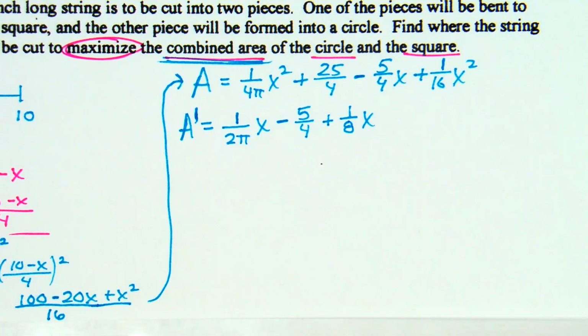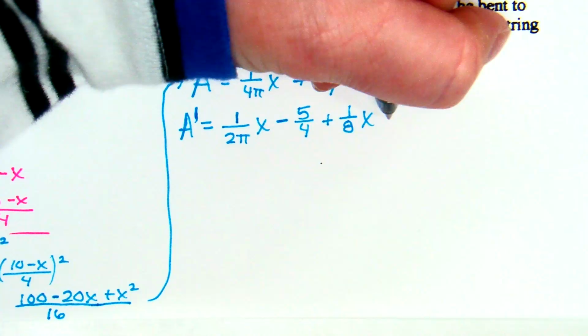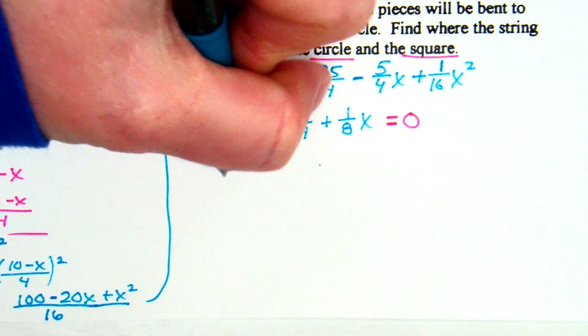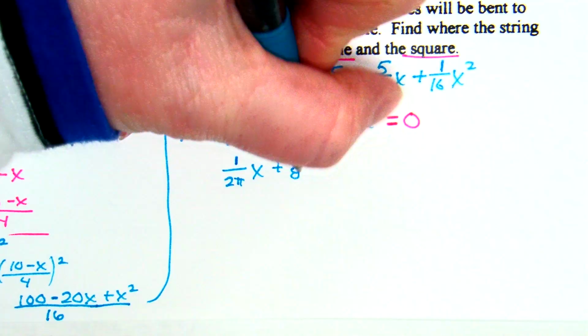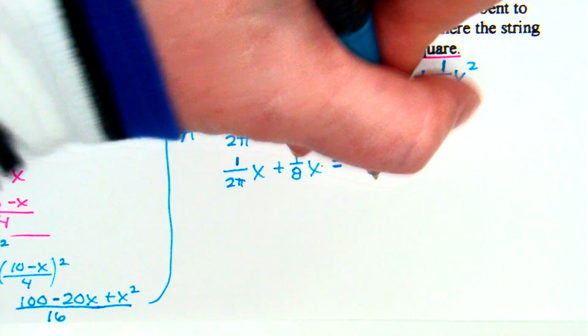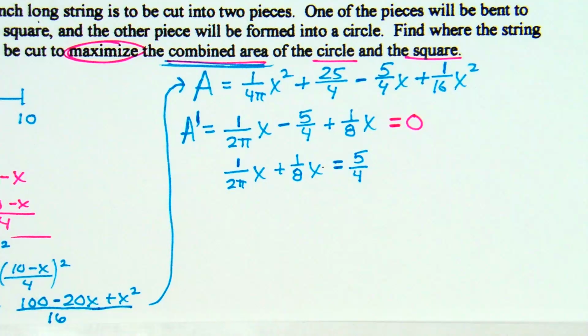Officially, what do you do once you get the derivative? Set it equal to 0. Notice I have 2 terms with x, 1 term without. So I'm going to keep my x's where they are and move the other term over. 1 over 2 pi x plus 1/8 x equals, if I add the 5 fourths over, 5 fourths.